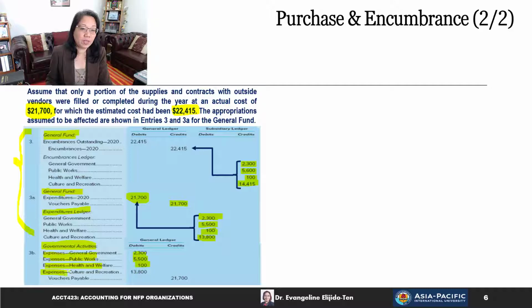And debit to expenses, culture and recreation, $13,800. And our credit is to vouchers payable, which is exactly the same as how we entered it in the general fund, $21,700. So you notice that so far there are transactions that affect both the fund level and the government-wide level, and there are transactions that only affect the general fund. No effect in the government-wide level.